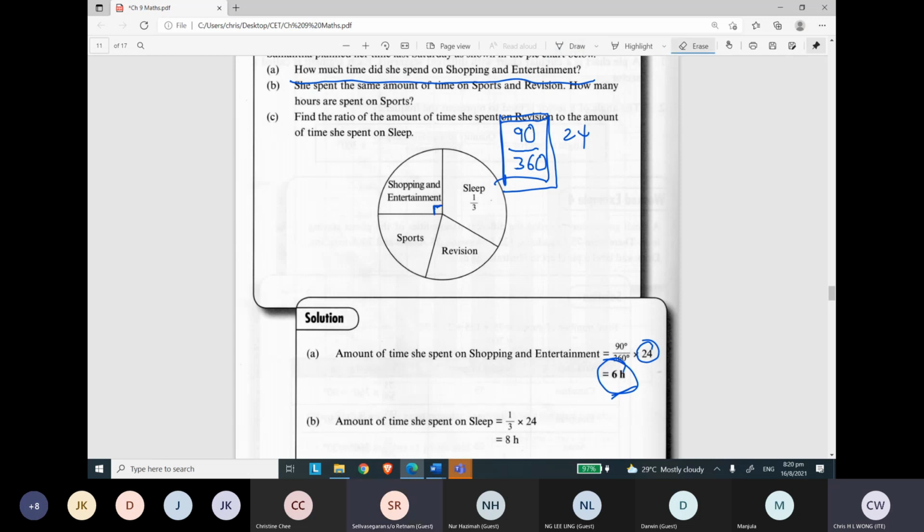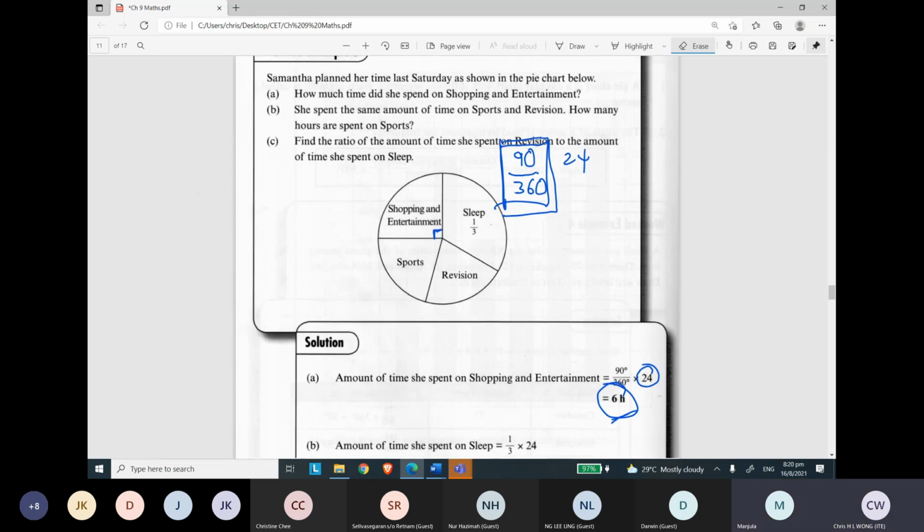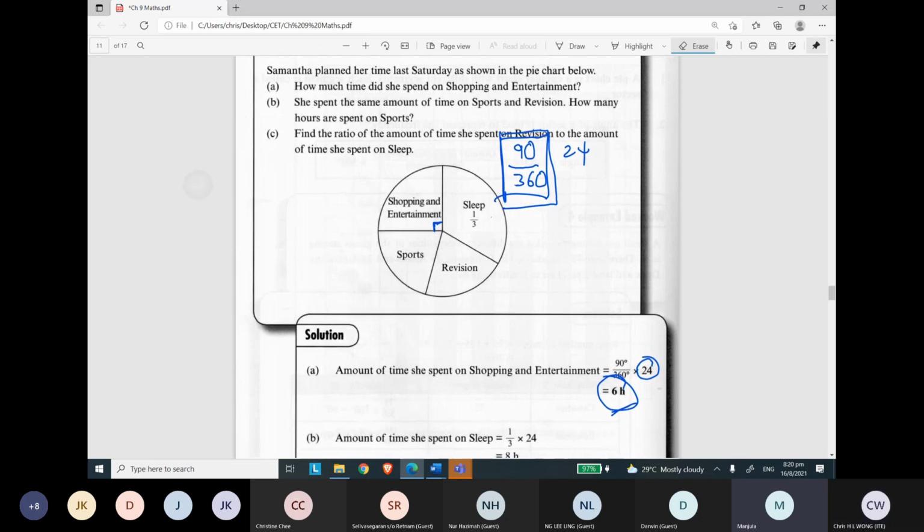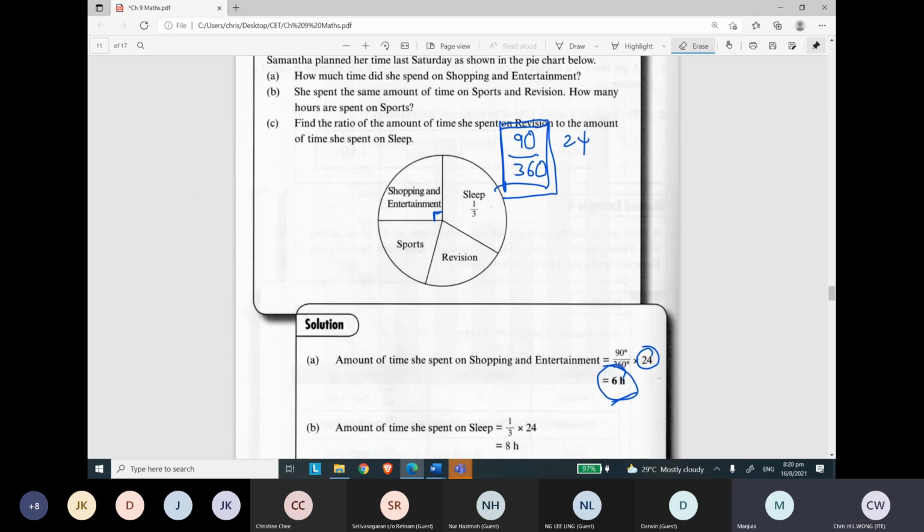Okay. The second question. Look at it. She spent the same amount of time on sport and revision. Where's sport and revision? This one. How much time did she spend on sports and revision? Oh, this 1/3. Mr. Wang, the one they ask for sports and revision now, it says sleep. Yeah, different. That's why.